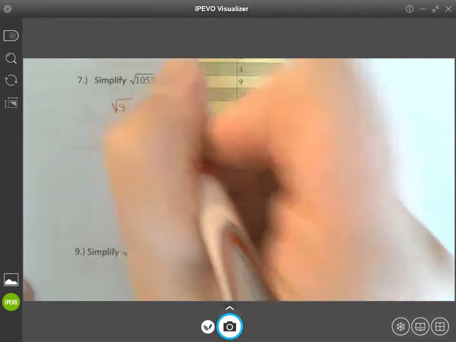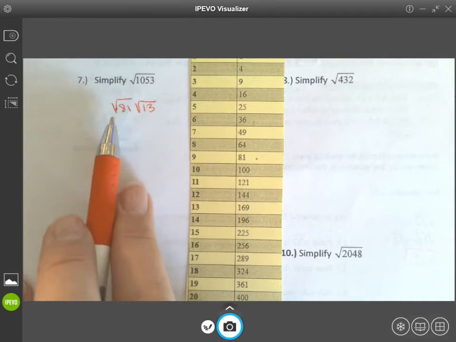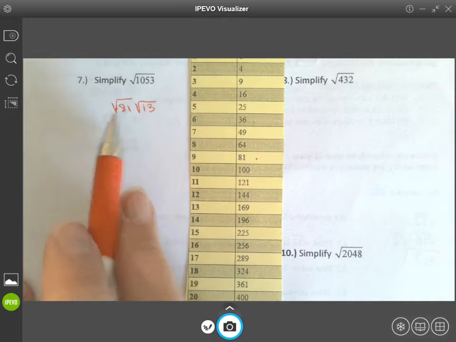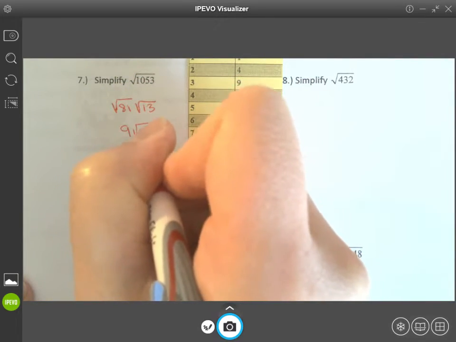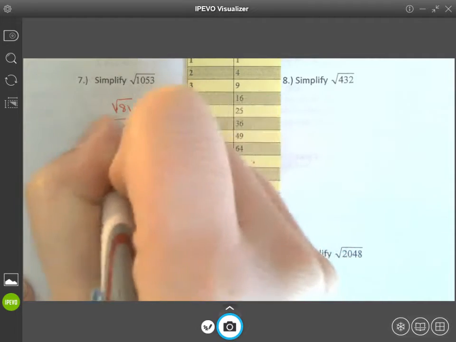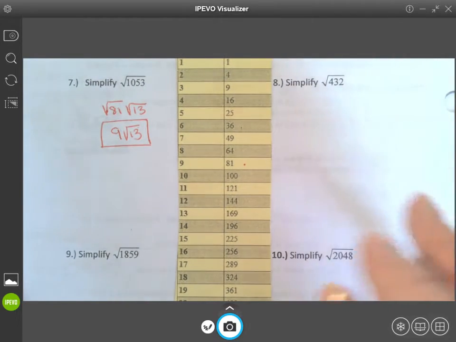Okay. Well, 13 is a prime number, isn't it? So it doesn't have any factors. So 81 is your biggest perfect square. What will we have here? 9 square root of 13. Okay, so some of these numbers are a little bit bigger. 432.